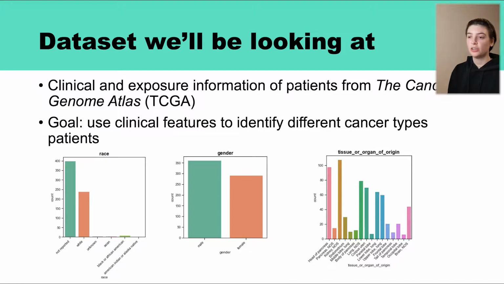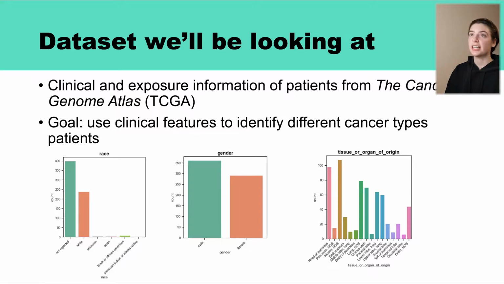So as I mentioned, the goal is to use clinical features to identify different patient cancer types. What I mean by this is, for example, say we have some clinical information about a patient, such as their age, demographic, and some exposure information such as their smoking status or drinking status, and other things like that. We can then ask, okay, knowing only these small bits of information, are we able to predict what cancer type they have, in the case of the classification example? And in the other example, are we able to understand these features better by performing dimensionality reduction?